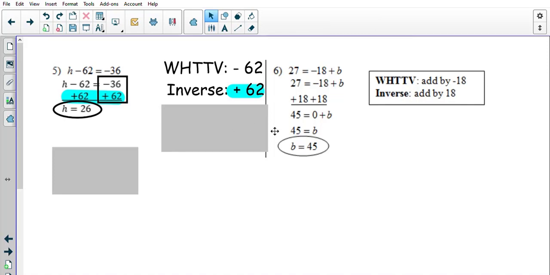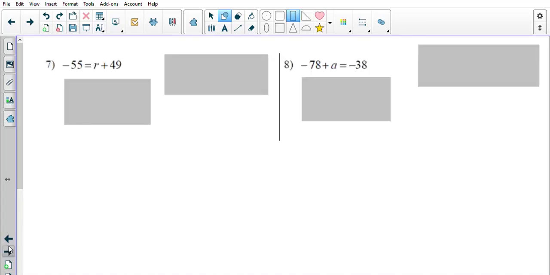Number 6 is already done for you. Again, what's happening to the variable is add by negative 18. The inverse of that is to add by 18. Show it once on the left and right. Plug in 27 plus 18 to get 45 for your solution. I do like to throw in some questions already done for you periodically just so you can see those. All right, let's move right ahead to number 7.